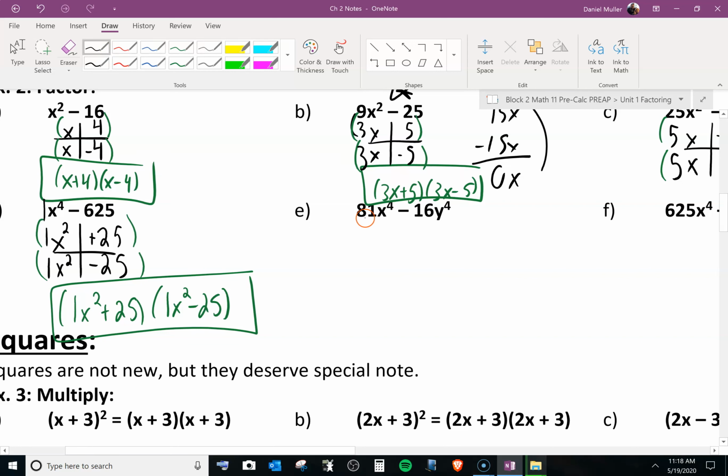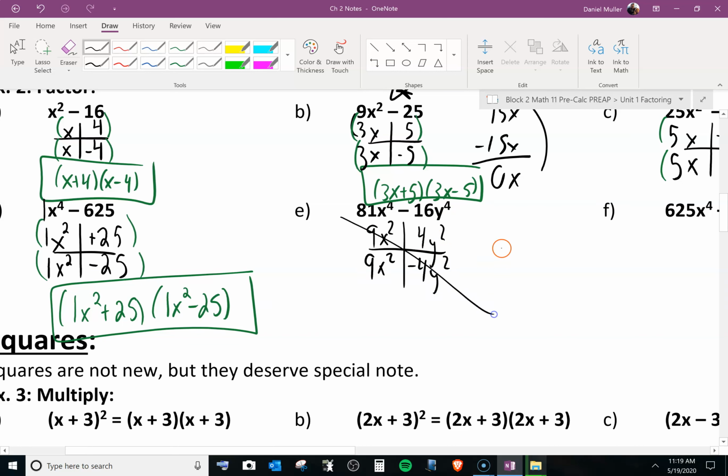You can see, okay, 81 and 16, both are perfect squares. Actually, I'll just do it for this one, just because it's got a couple things. 9 and 9, x4 is going to be x2 and x2. 16 is 4 and 4. y4 is y2 and y2, and I have to make one of them negative.